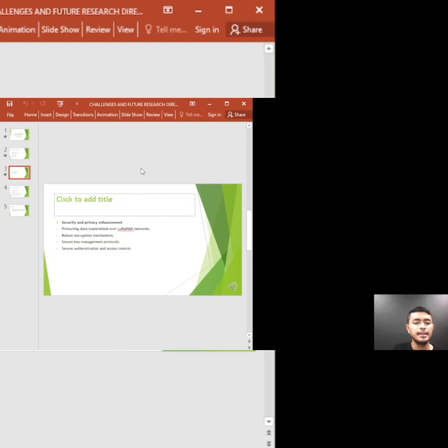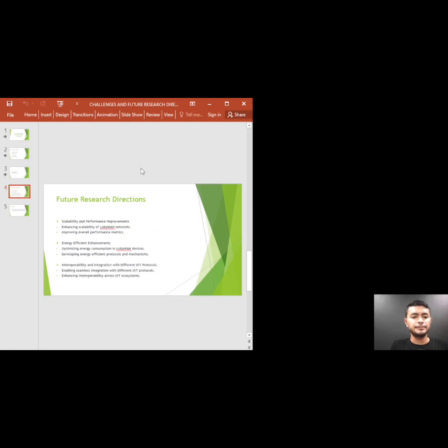And the last one is about security and privacy enhancement. Ensuring the security and privacy of data transmitted over LoRaWAN networks is a major challenge. IoT devices are vulnerable to various security threats such as unauthorized access and data tampering. To overcome this, we need to implement secure key management and design secure authentication and control mechanisms for LoRaWAN devices. For the future direction, first, scalability and network performance.